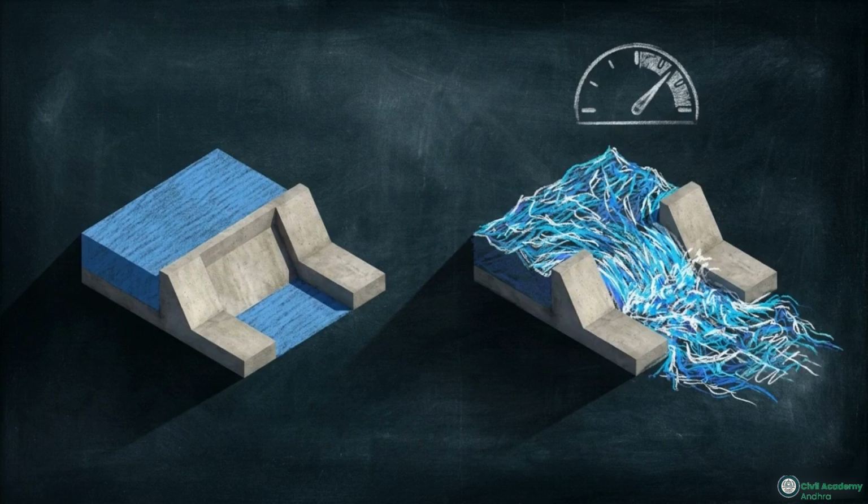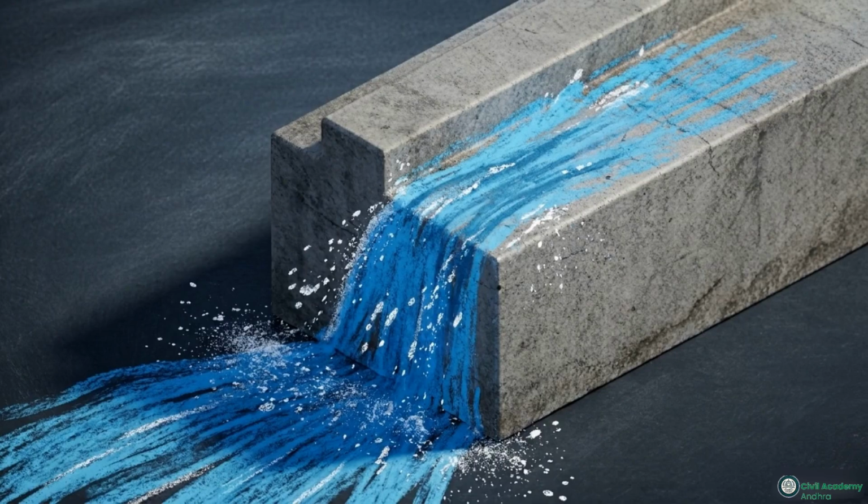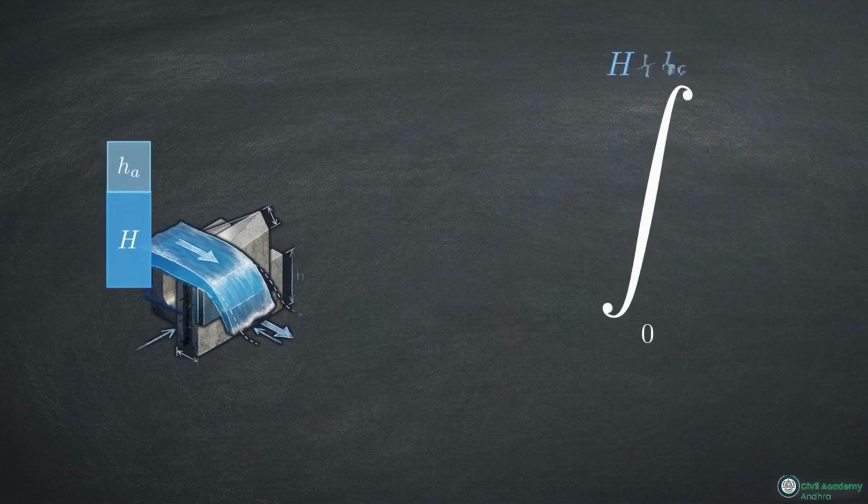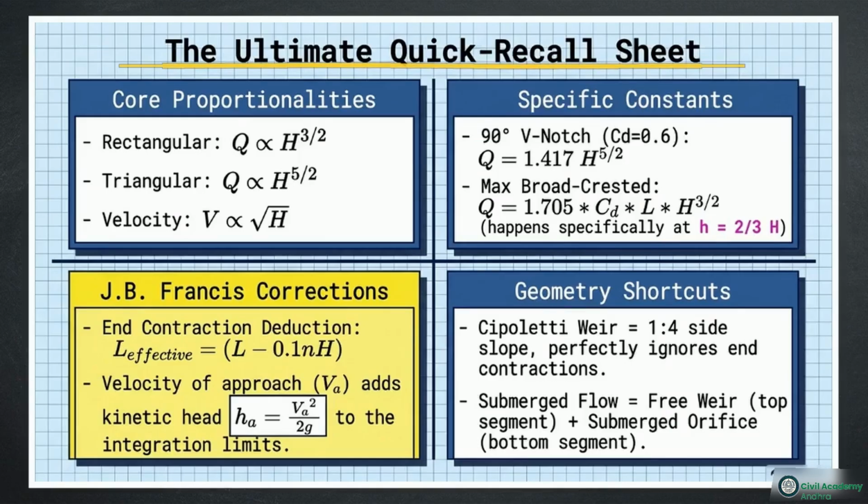If the river is already moving rapidly before it hits the weir, that water is carrying extra kinetic energy. To balance the energy equation, this approaching velocity translates into an extra kinetic head variable. You add this directly on top of your standard fluid depth inside the integration limits, which ultimately increases your final calculated discharge. This sheet consolidates all the high-yield diagnostic frameworks we've covered.